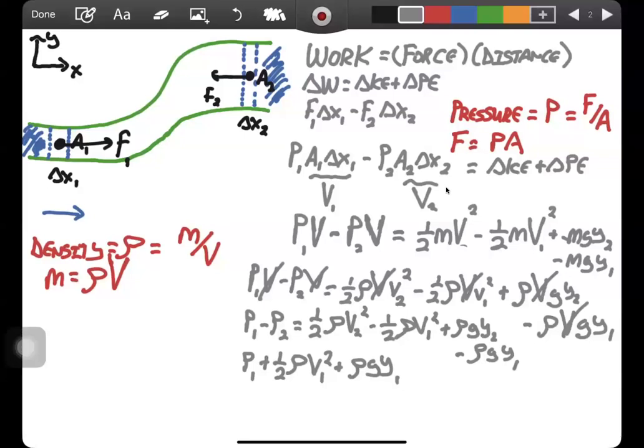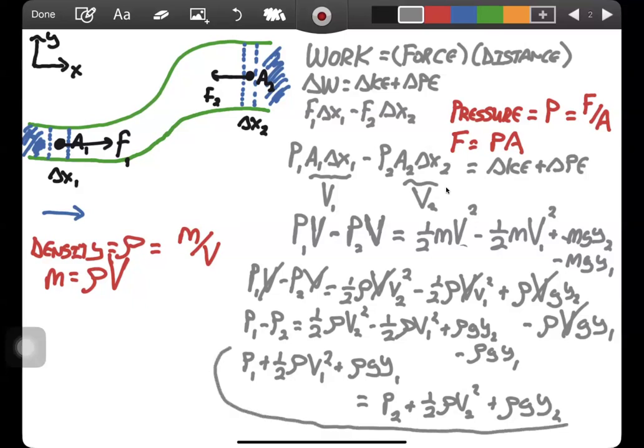And that is equal to P2. So now I'm taking that P2 and I'm adding it on both sides of the equation, so it cancels out on the left and you'll have it on the right. And then you have your 1/2 rho V2 squared. Again, that's the velocity of the fluid on the right, plus rho G Y2. That's the height of the fluid on the right. So this right here is our Bernoulli equation.